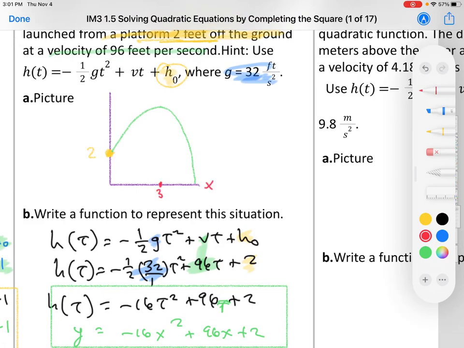So this is the x-axis, this is 3, that's 146, and this is a maximum, right? Our vertex is a maximum. So what does the axis of symmetry do? The axis of symmetry cuts my parabola in half, right? They're equal distance. This is 3 seconds, and this is 3 seconds, or use a geometry congruent.